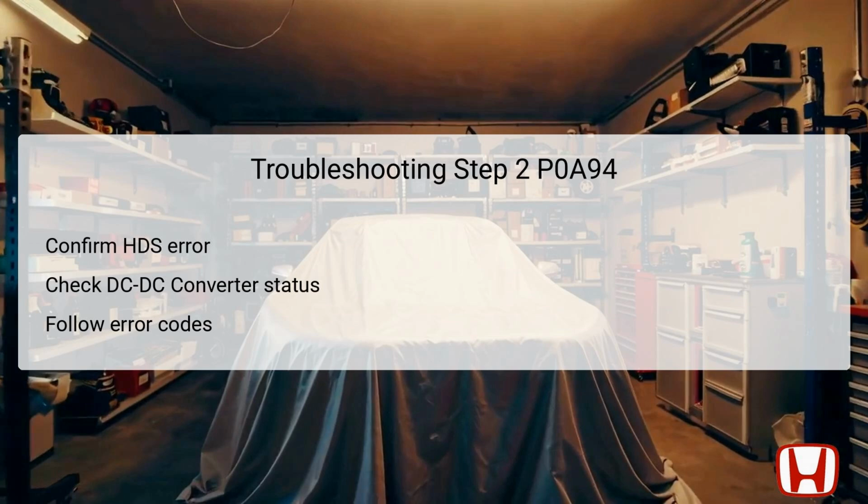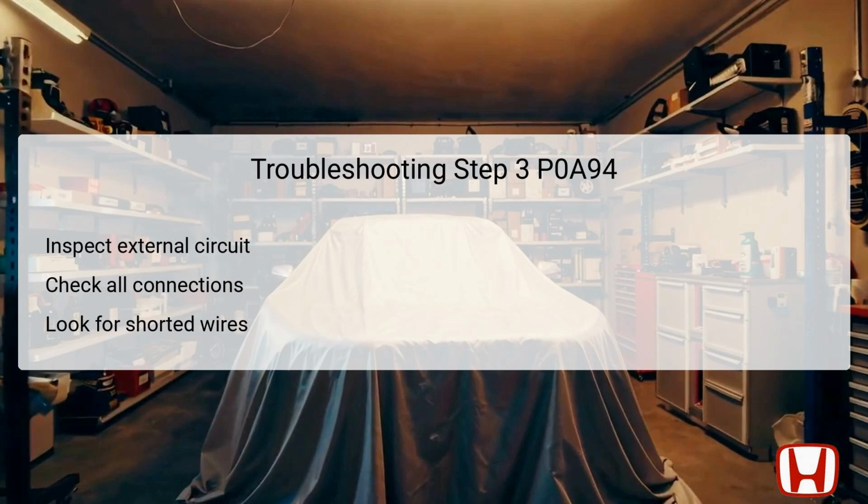Proper diagnostics at this stage are fundamental as they shape the subsequent troubleshooting steps and confirm the validity of ongoing investigations. The third step in the troubleshooting process focuses on inspecting the external circuit connections related to the DC-DC converter. This task is essential to ensure that there are no issues affecting the functionality of the converter due to improper wiring or shorted connections. Start by examining all relevant wiring harnesses, ensuring they are connected properly and securely.